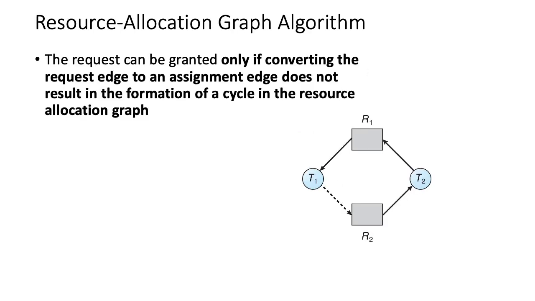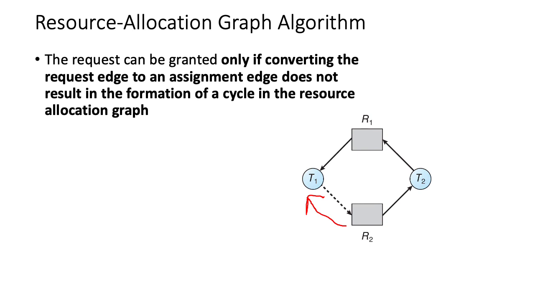And so a claim edge can be converted into an actual request edge only if the assignment edge will not leave the system in an unsafe state, which means it will not result in creating a cycle in our resource allocation graph. So suppose Ti requests a resource Rj. If we converted that into an assignment edge, then we have to check if we ended up forming a cycle in our graph.